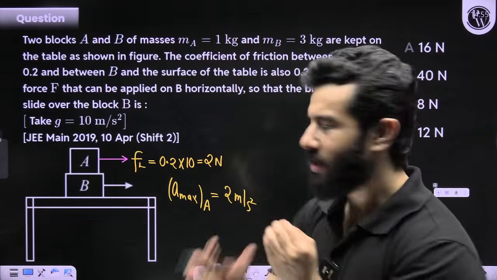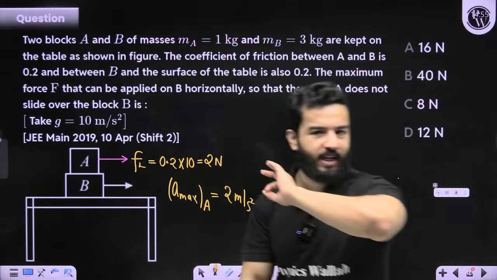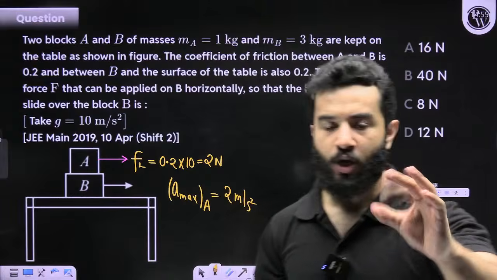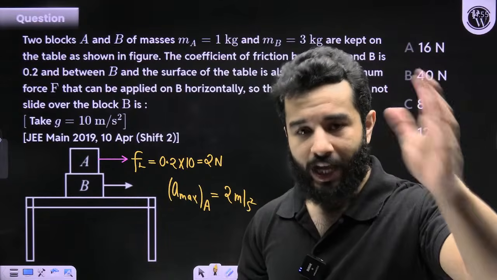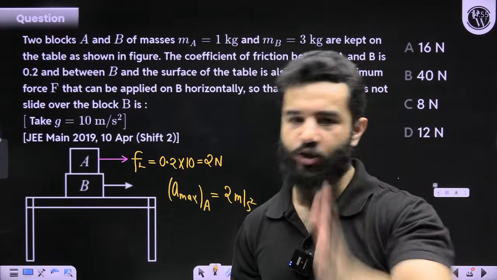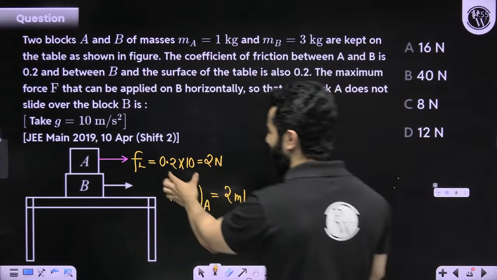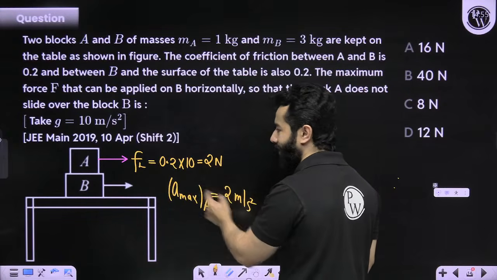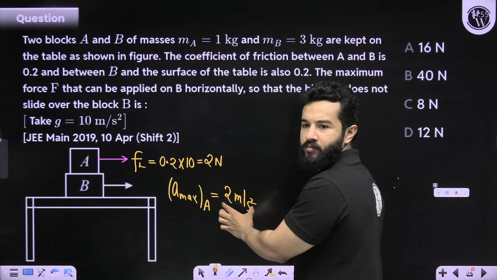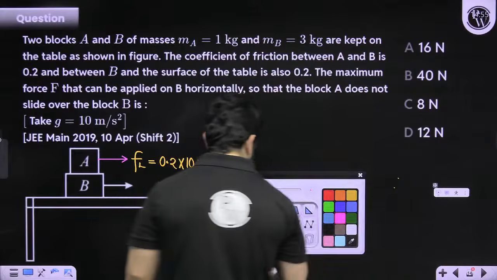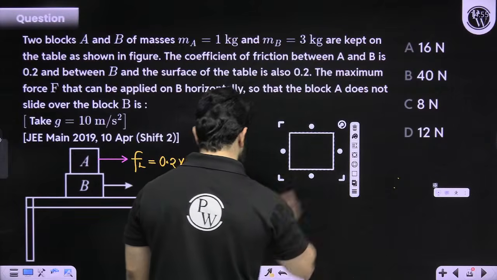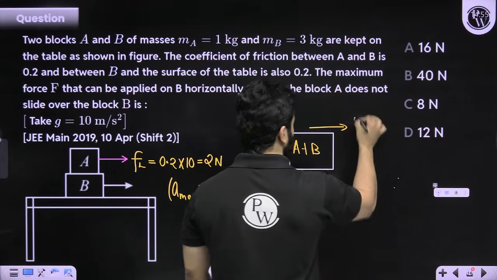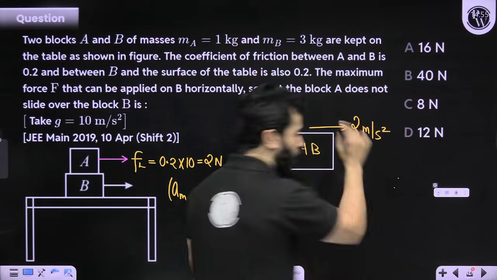You are going to say, how sir? For a simple reason: on block A there are no other forces other than friction. So if block A has to move, it will move because of friction force. And maximum friction force can be mu mg, that means 2 Newton. So maximum acceleration will be 2 Newton divided by mass of A, that is 2 meter per second square. This means that this combined system of A plus B should move with a constant acceleration of 2 meter per second square and not more than this.